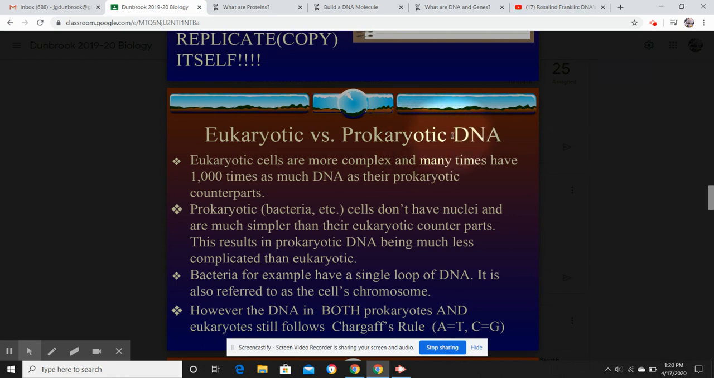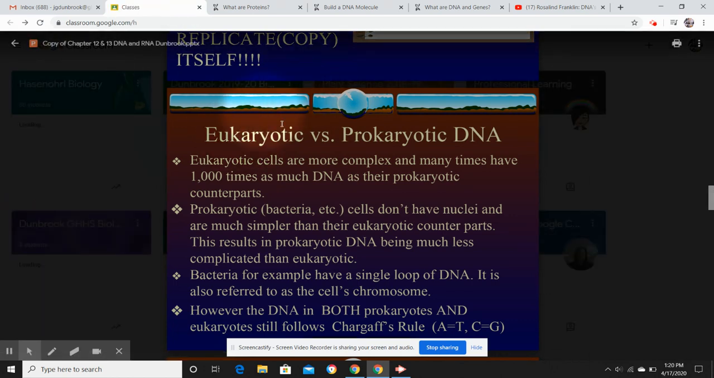In my class, we say if the DNA is like the mayor, the nucleus is like the city hall that the mayor stays in. So prokaryotes, they have a mayor. He just doesn't have a city hall building to go to work every day. He floats around in the city. Eukaryotes protect their mayor within a city hall, but they both have a mayor. They both have DNA. Okay.